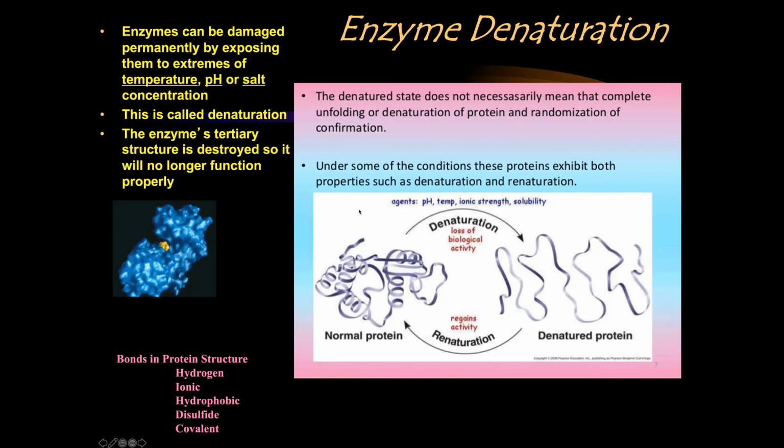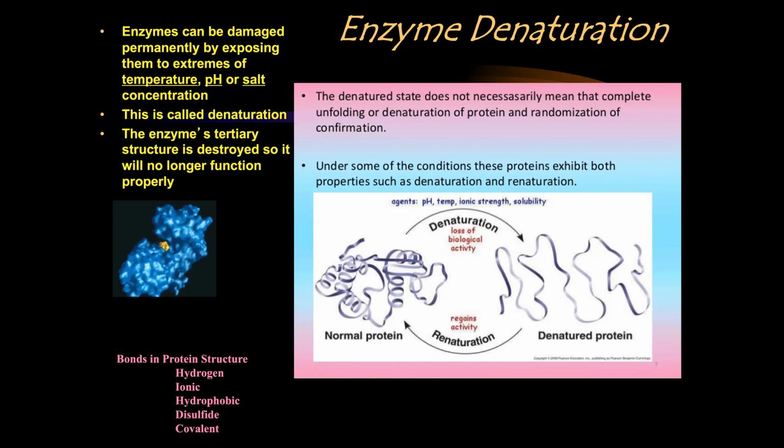Any questions about how an enzyme is denatured? What happens when denaturation occurs? You said it is caused because of pH, temperature, and strength and solubility? Ionic strength. So if you have a very high salt concentration bathing the enzyme, that will cause bonds to break and it will denature. Okay, thank you.